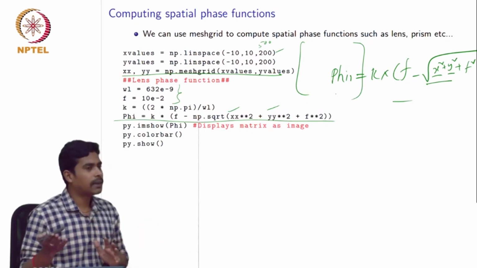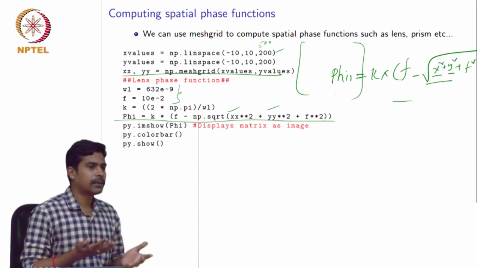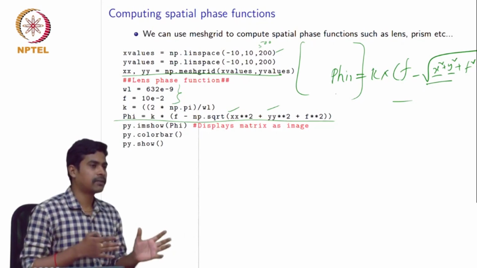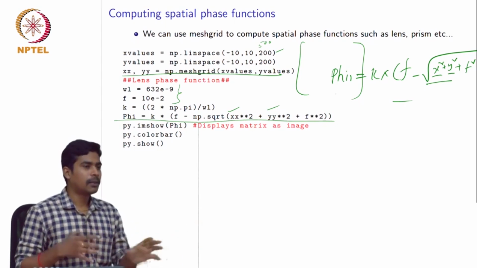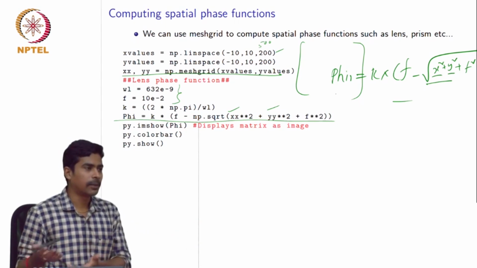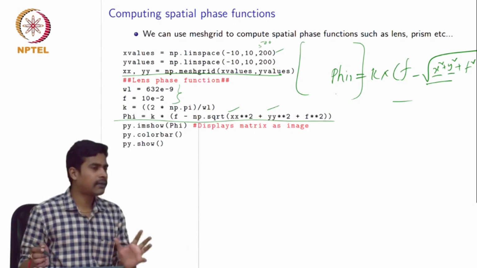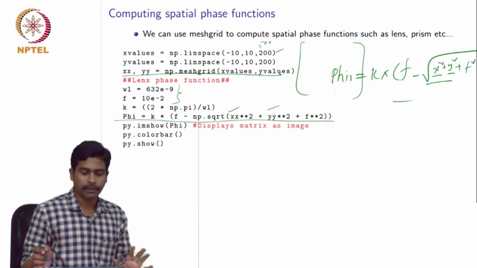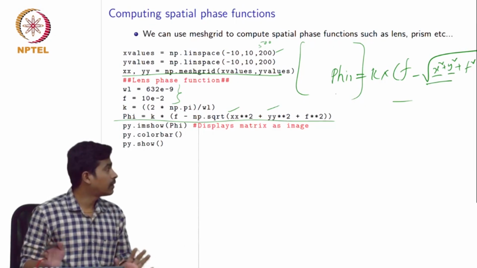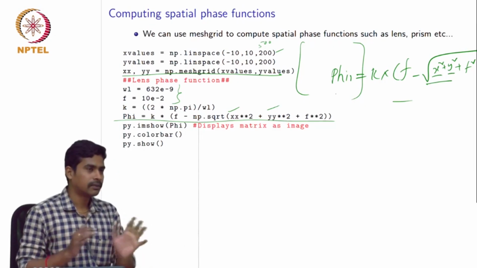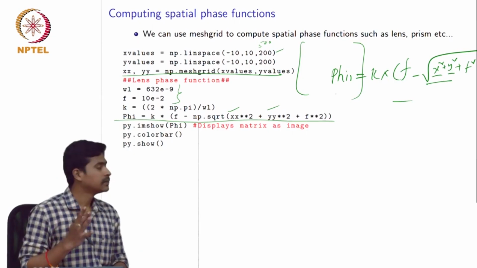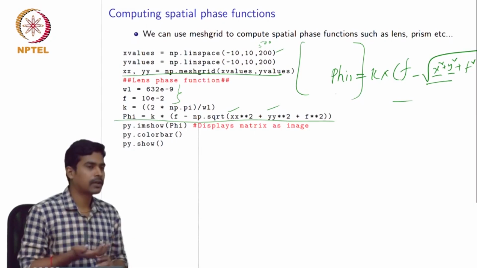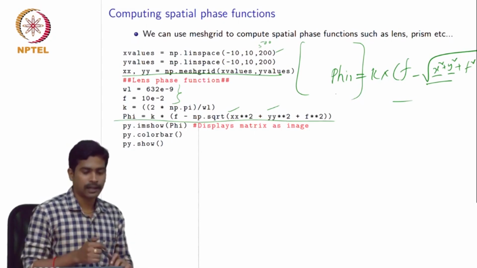But if you take too many points, obviously if you want to do some computation like FFT or DFT, it will take a lot of time. So there is a trade-off between how accurately you want to represent a particular optical element and how much time you want to spend on your computation. Ideally, 500 by 500 or 1000 by 1000 is not a big deal for Python. It will be very comfortable handling that number of elements. But if you go to 5000 by 5000 or 10,000 by 10,000, it will take a lot of time, and it depends on your computer's RAM and processor.